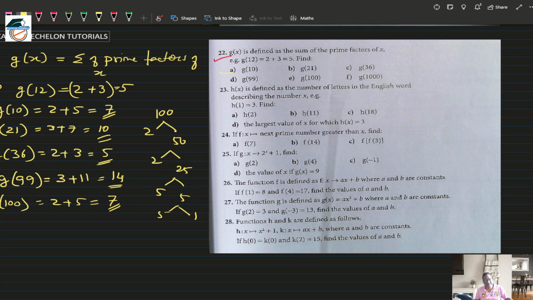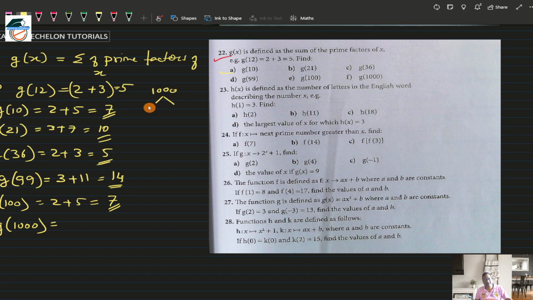The last one, F, is g of 1000, right? So let us work on g of 1000. It is the prime factors of 1000. So the tree diagram for 1000 will be 1000. 2 times it will be 500. Again 2 times it will be 250. Again 2 times it will be 125.